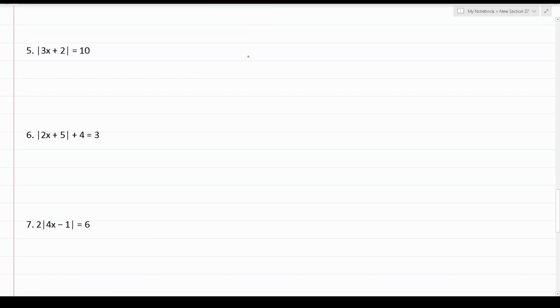All right, so number 5 says the absolute value of 3x plus 2 equals 10. Again, our absolute value is isolated for us, and we can see it's set equal to a positive value. So we're going to have two solutions in this case. One's going to be 3x plus 2 equals 10, or 3x plus 2 equals negative 10. All right, let's go ahead and solve for x now.